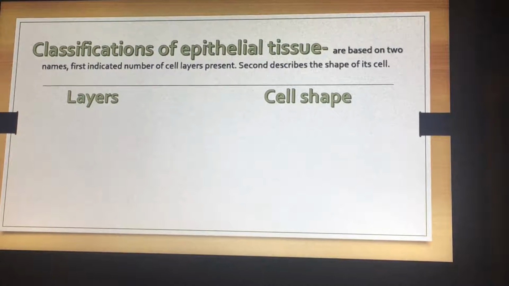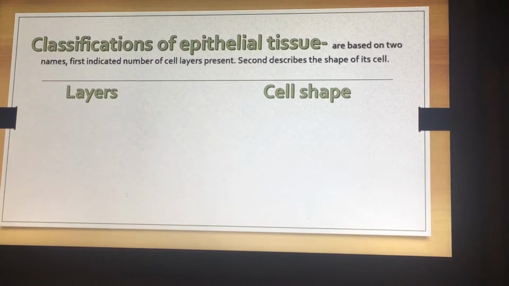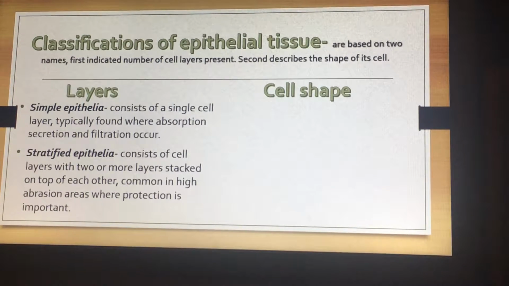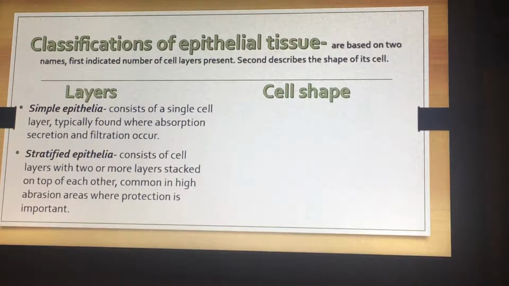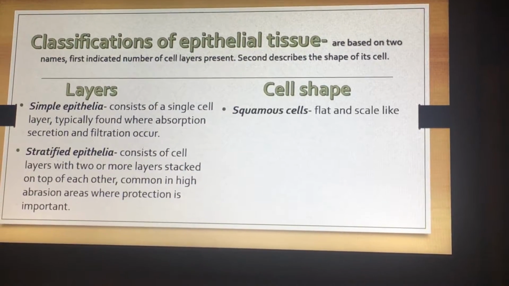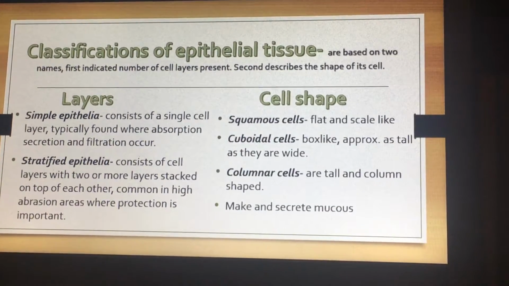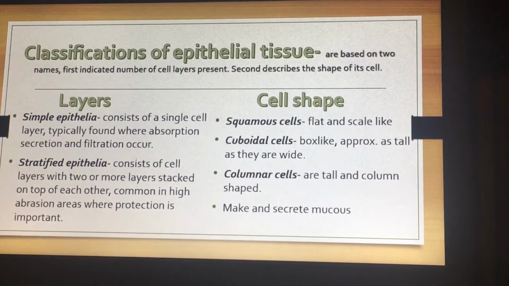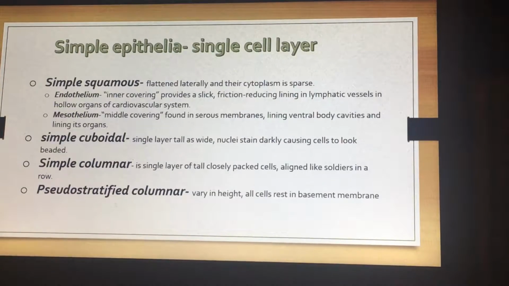Classifications of epithelial tissue are based on 2 names. The first is the number of cell layers, and the second is based on the cell shape. Layers consist of simple epithelial, which is a single cell layer, or stratified epithelial, which is 1 or more cells packed together. Cell shape has squamous cells, cuboidal cells, and columnar cells. Squamous are flat and scaly, cuboidal are box-like, and columnar are tall and column-shaped.